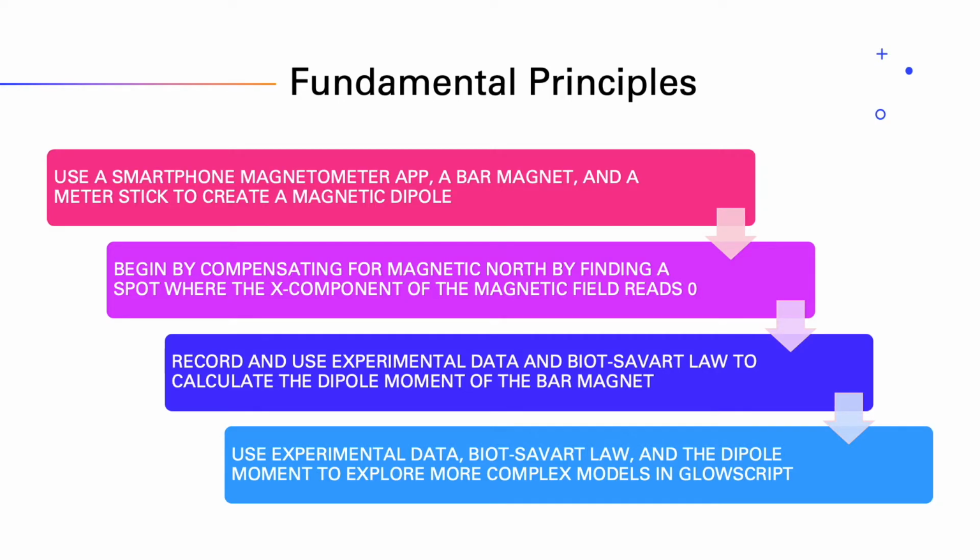So for the introduction, basically what we're doing in this lab is using a smartphone magnetometer app, a bar magnet, and a meter stick to create a magnetic dipole. We begin by compensating for magnetic north by finding a spot where the x component of the magnetic field reads 0. Then we record and use experimental data and the Biot-Savart law to calculate the dipole moment of the bar magnet. And then we'll use this data to explore more complex models in GlowScript.